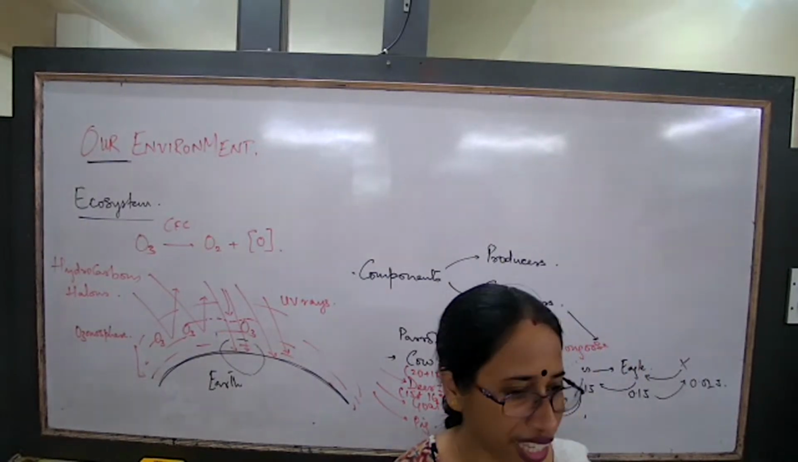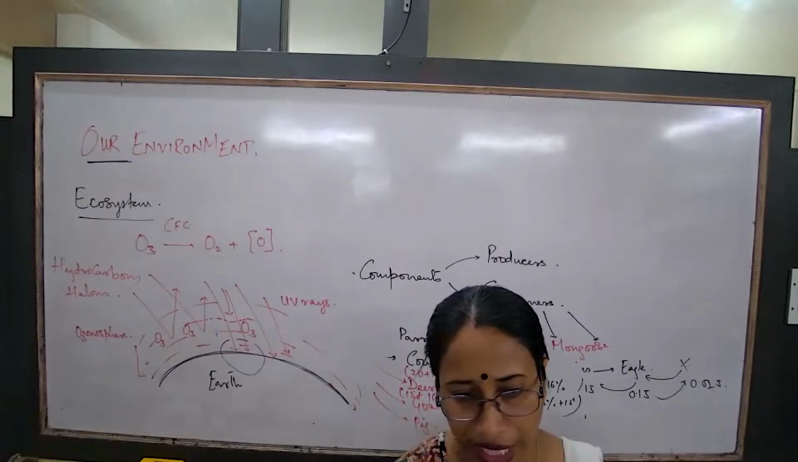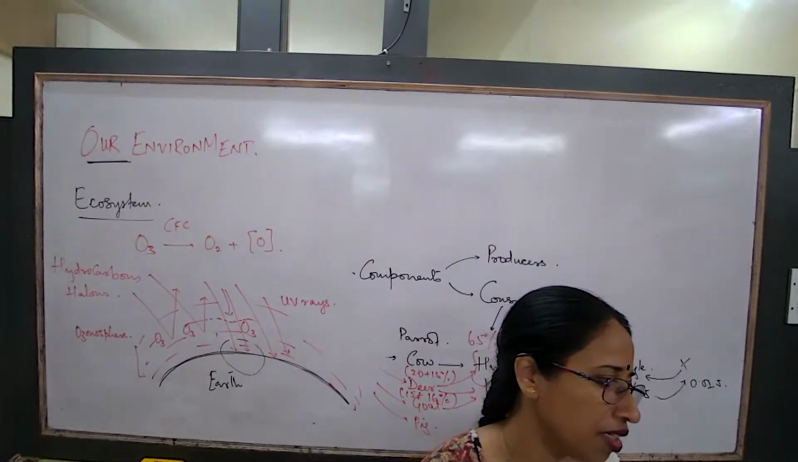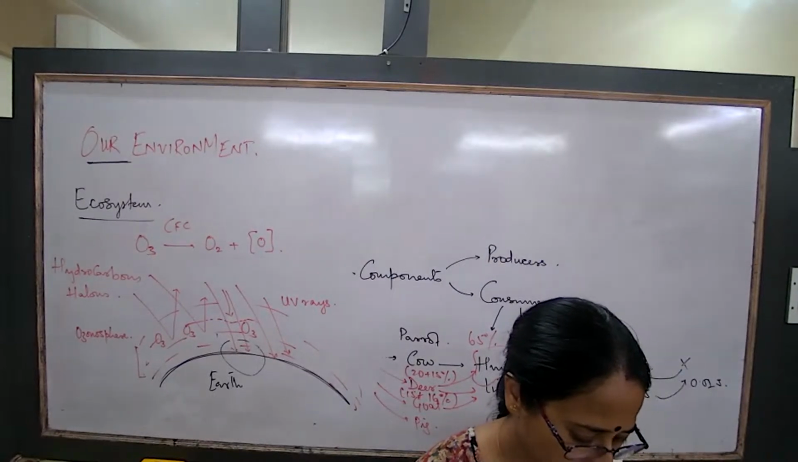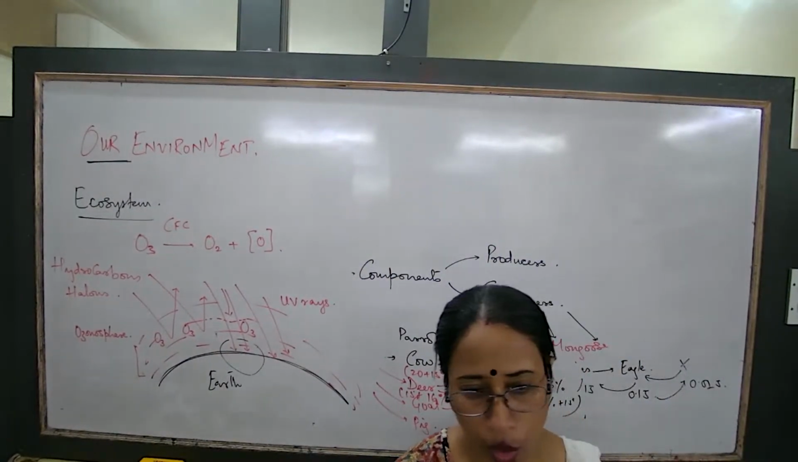The thinning of the ozone layer in the atmosphere is known as ozone depletion. What is the benefit of the ozone layer?